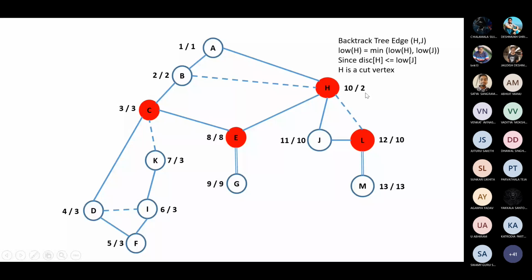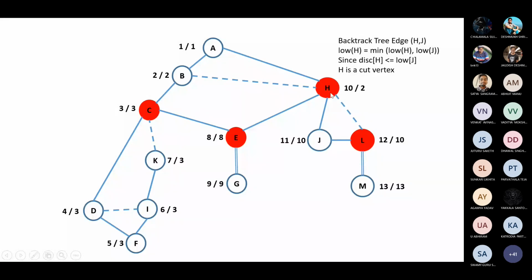And since discovery of H, that is 10, is less than or equal to low of J, it is a cut vertex. But since discovery of H, that is 10, is not strictly less than low of J, HJ cannot be a cut edge. Okay.